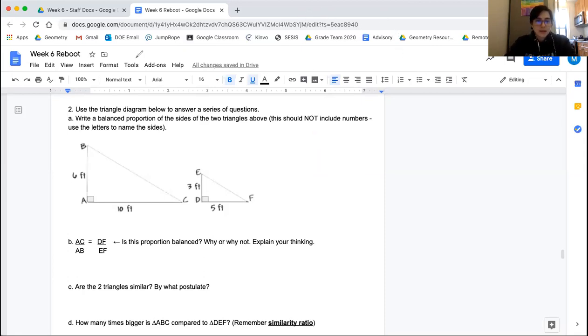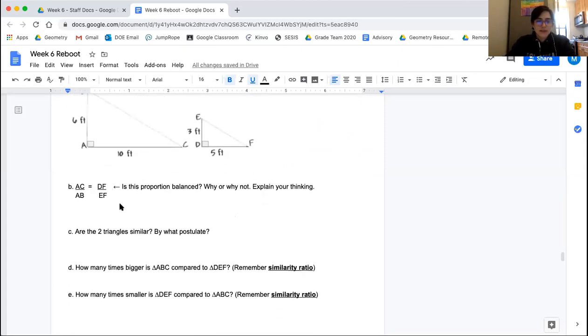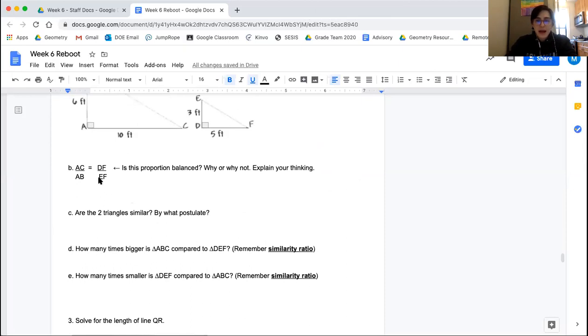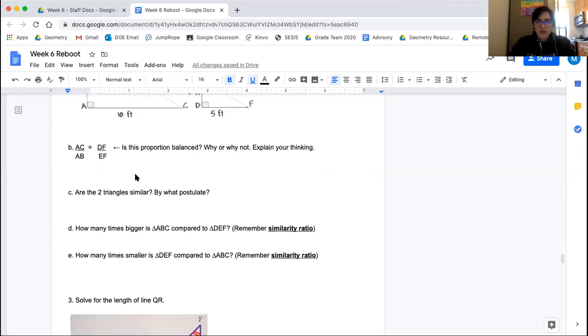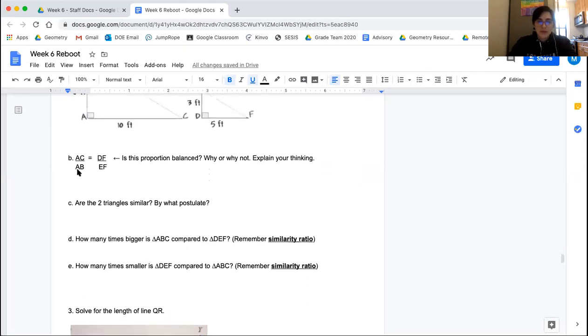Next, we're going to take a look at number 2. Part B, is this proportion balanced? I think you guys can handle this on your own. Is it balanced? Why or why not? Give it a shot.